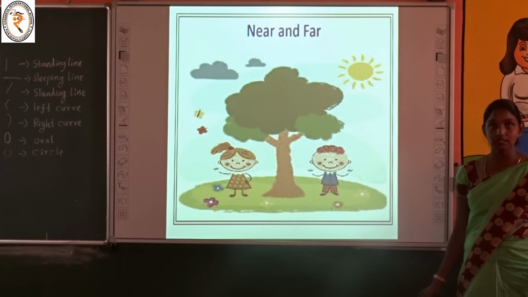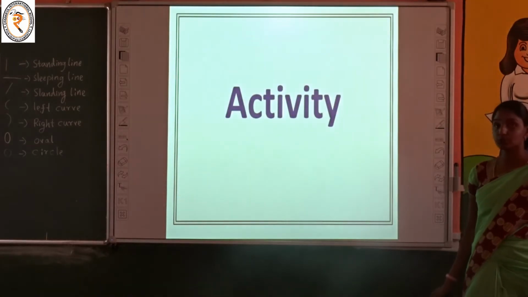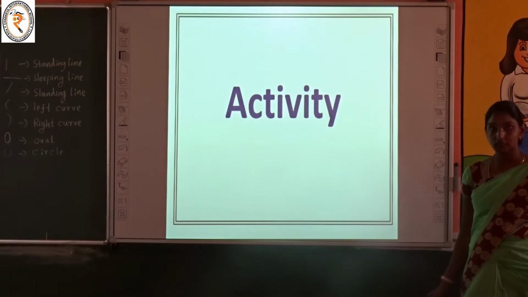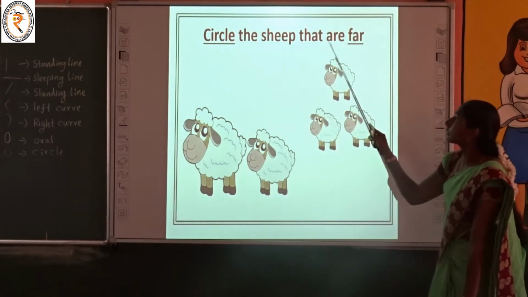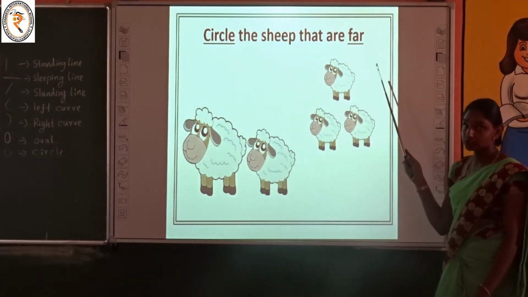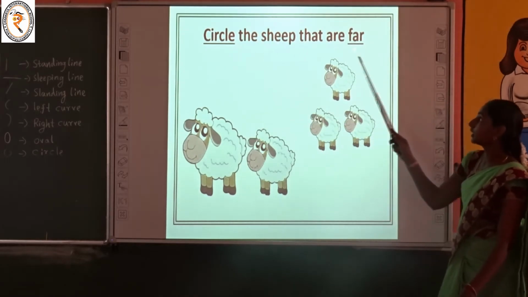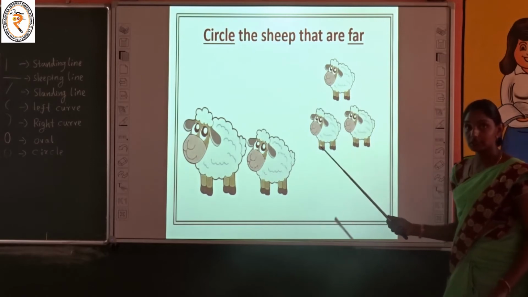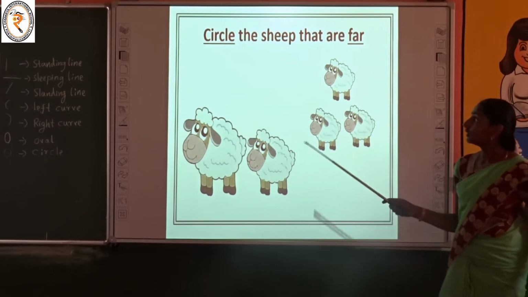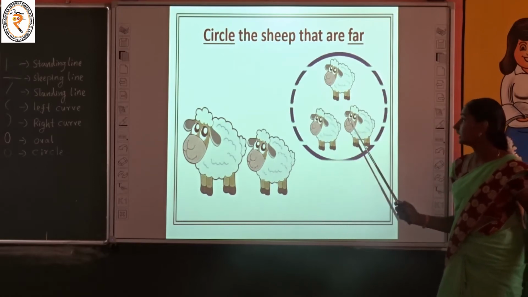It's time to do some interesting activity. I have an interesting activity for you. Are you eager, children, to do the activity? Yes, come on. Now you are going to circle the sheep that are far. What are you going to do? You have to pick and circle the sheep that are far. Can you see the picture? Can you tell me the answer? Which sheep are far from us, children?